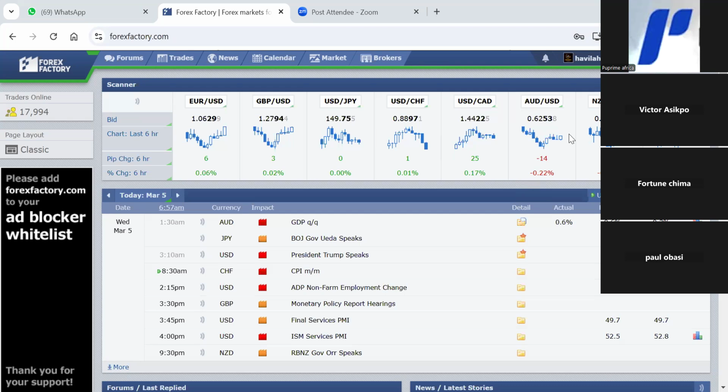CPI is usually a volatile event. So the one we trade live is usually the dollar-based CPI. But I will give you a hint on a few instruments to trade for the CPI from Switzerland this morning.